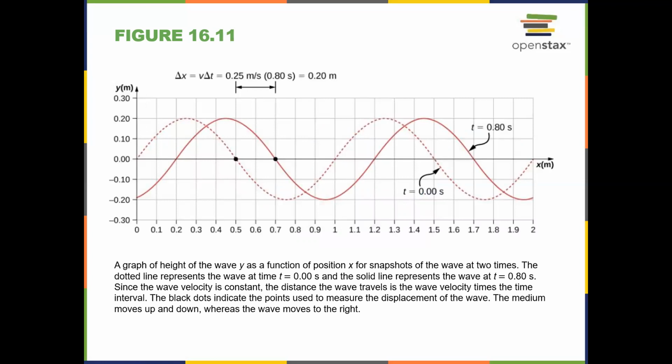Our wave looks a little bit different, right? So our wave has an amplitude of 0.2 meters, right? And the amplitude is the distance above the equilibrium point.